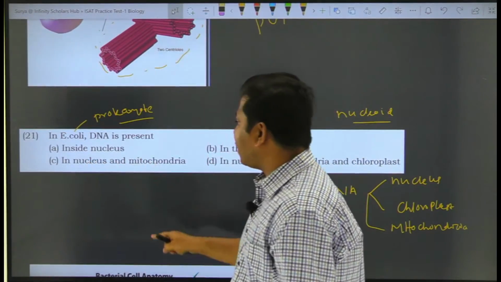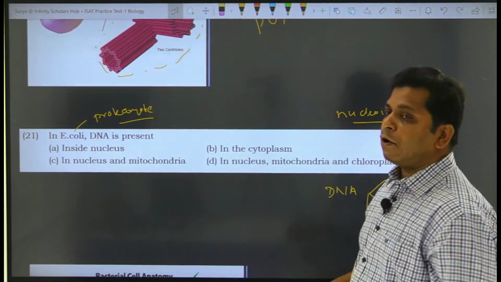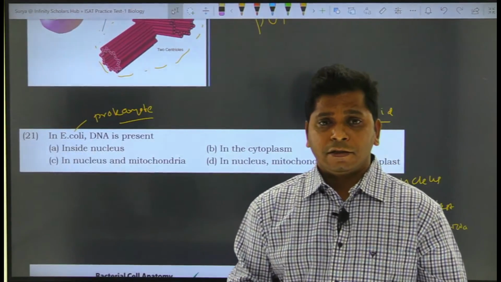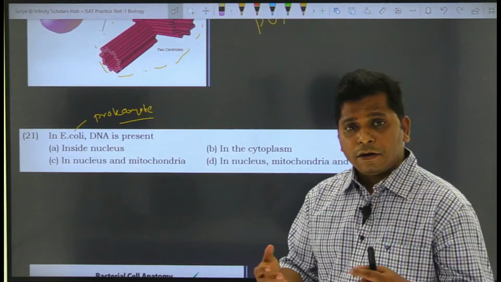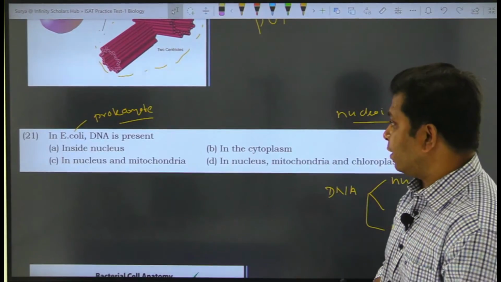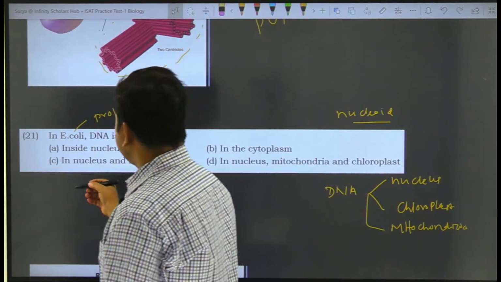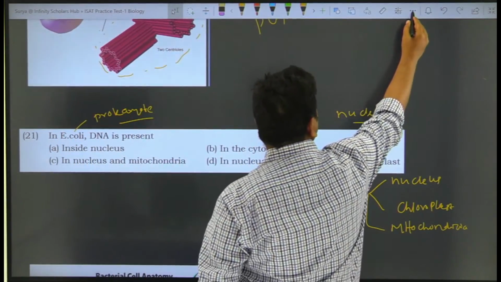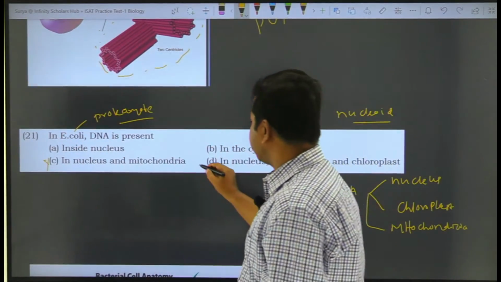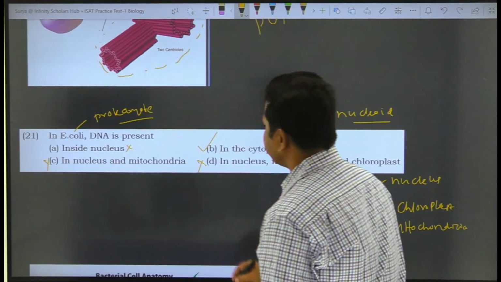It is present in the nucleus and mitochondria. Another feature of prokaryotes is that, in addition to not having a defined nucleus, they do not have membrane-bound organelles. Membrane-bound organelles include endoplasmic reticulum, lysosomes, Golgi bodies, mitochondria and chloroplast. They do not have any of these, so definitely they are not going to have a nucleus and mitochondria. So this option is also incorrect. Nucleus, mitochondria and chloroplast we have already discussed, this is also incorrect, and so this one is going to be the correct option.